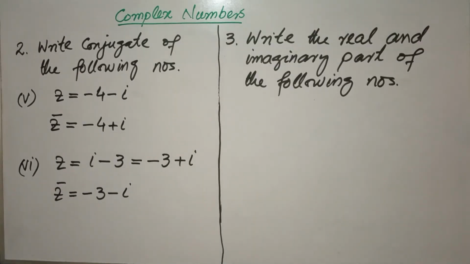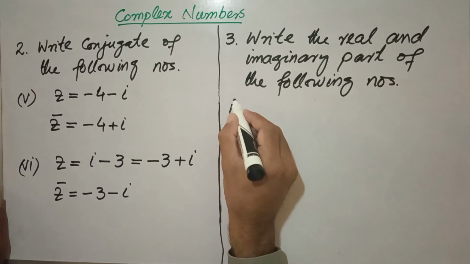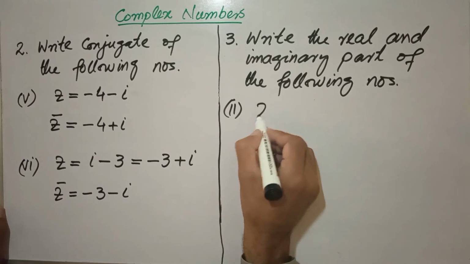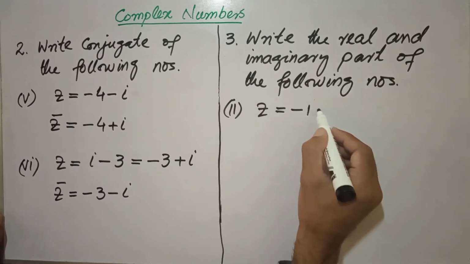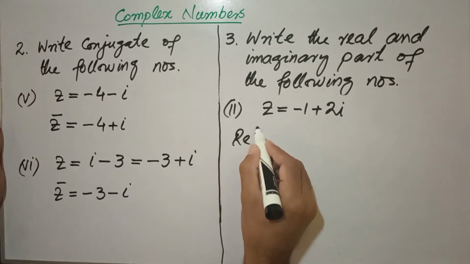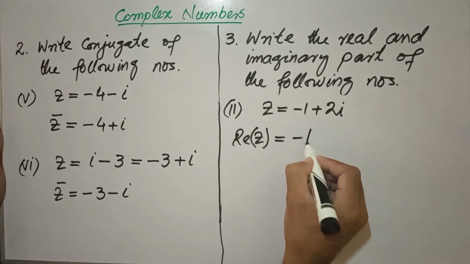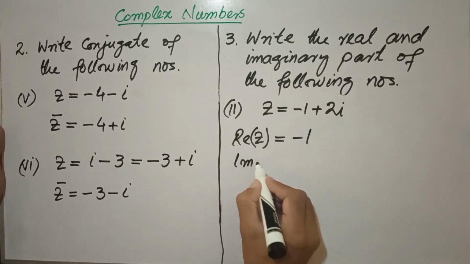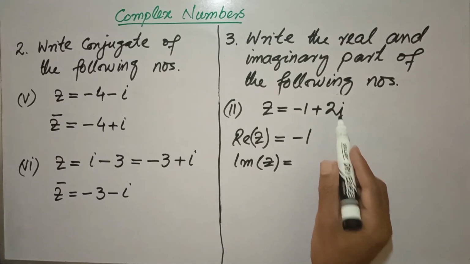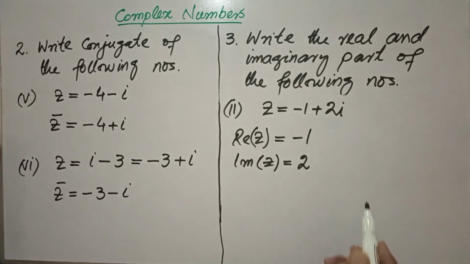In question 3, we have to find the real and imaginary part of the given complex numbers. For example, I'm solving part 2, in which we have z is equal to -1 plus 2 iota. So the real part, real z, this is -1, and imaginary part, that is the part or the term having iota, this is 2.